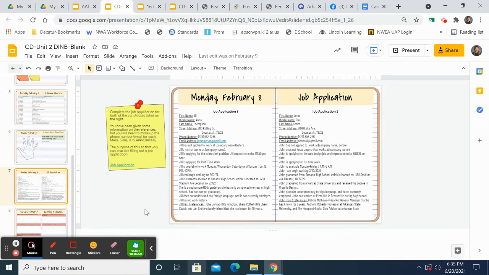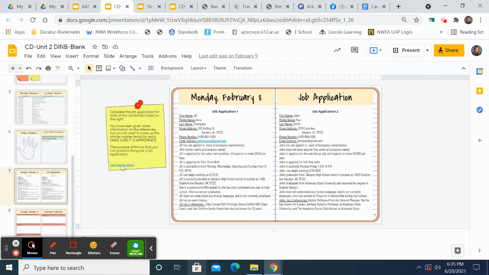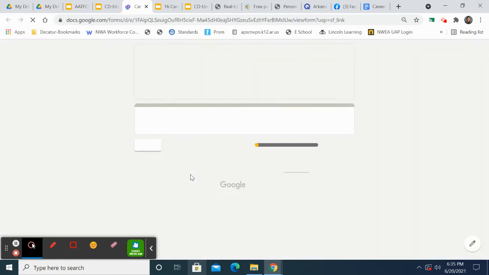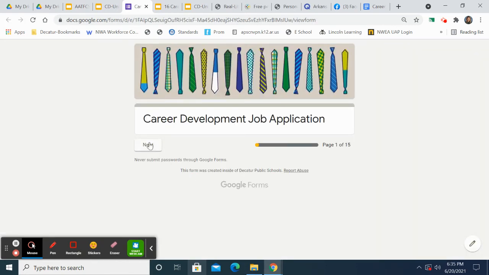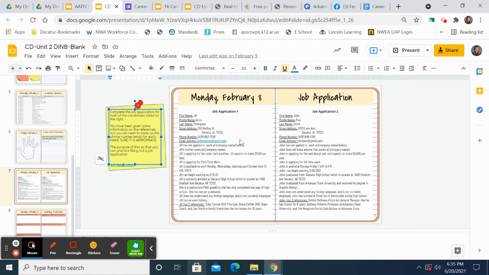So what I did was I made a Google Form that was a job application. And I'm sharing this all with you so you can actually go in and look at this on your own because it does have several questions. But you go in, you start. I did have students tell me their name first and foremost, so I knew who to give the grade to.